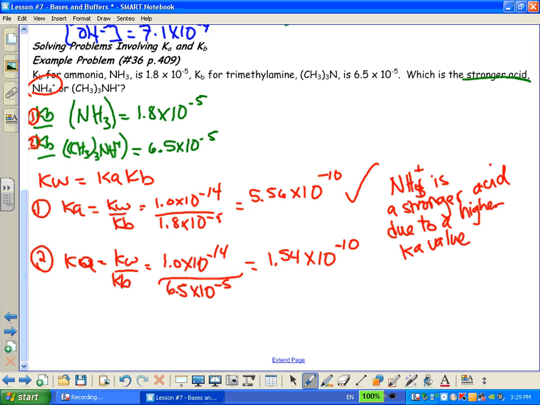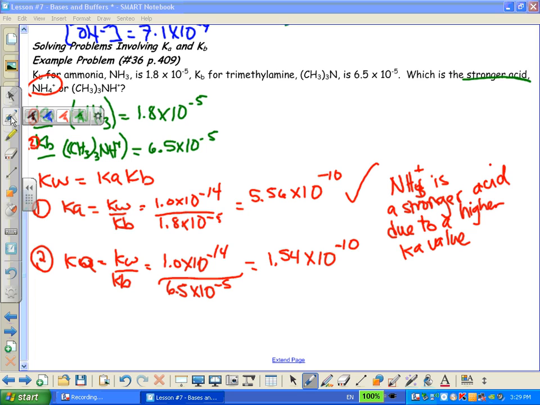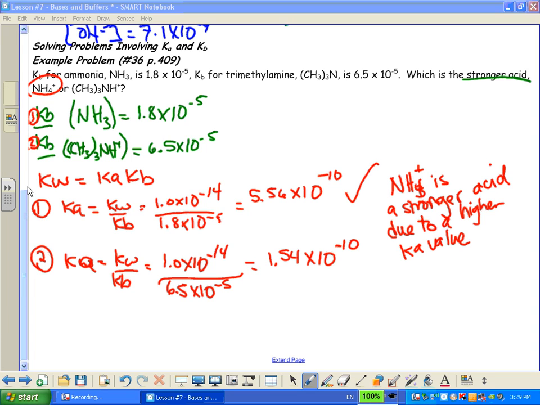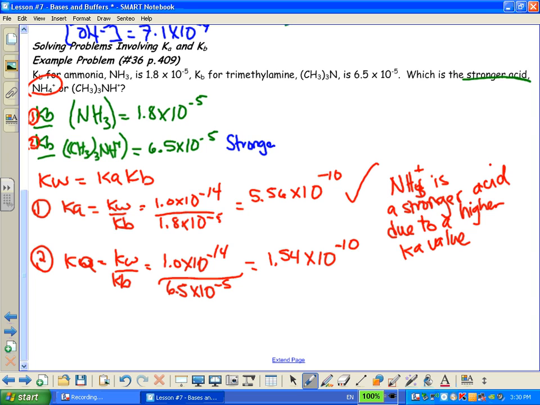You could also do this just by evaluation. Some key things that I told you previously in the notes: if we look at the Kbs, we can figure out which one is the stronger base out of the two. Whatever has the higher Kb value is the stronger base. So out of these two, this would be the stronger base, and this would be the weaker base.